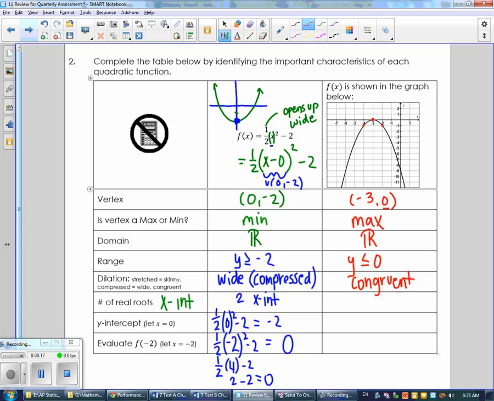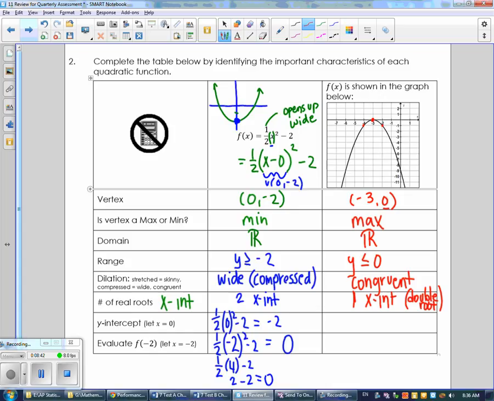The number of real roots, again, we're looking at the number of x-intercepts. And even though my graph doesn't pass through or cross over the x-axis, it does touch the x-axis at the vertex and then turn back around. That tells me that we have 1 x-intercept. And if you remember from our other lessons, that means it's a double root. And we'll need that for our next unit.